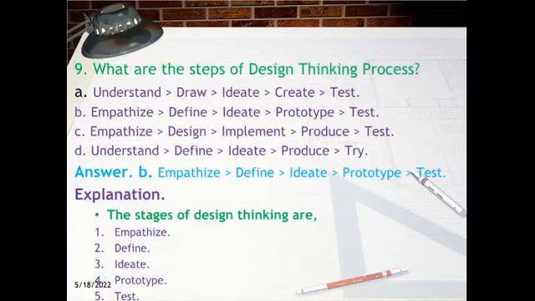9. What are the steps of design thinking process? A. Understand, draw, ideate, create, test. B. Empathize, define, ideate, prototype, test. C. Empathize, design, implement, produce, test. D. Understand, define, ideate, produce, try. Answer: B. Empathize, define, ideate, prototype, test. Explanation. The stages of design thinking are empathize, define, ideate, prototype, test.